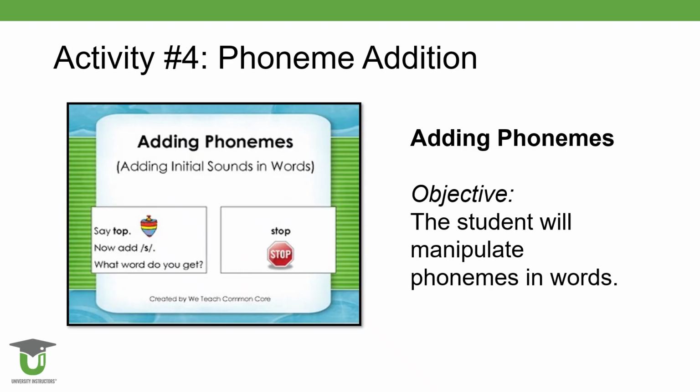In Activity 4, Adding Phonemes, the instructor uses picture cards of objects that can have phonemes added to their words. For example, hold up a picture of a top and ask your students what is the new word if I add s to the beginning of the word top. S, top, stop. You can keep doing this with a variety of images.